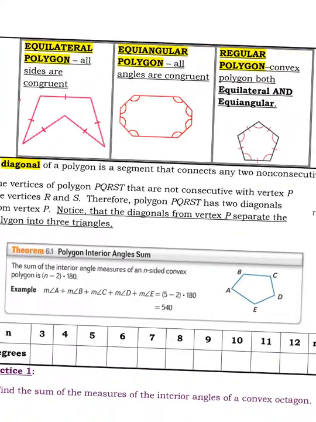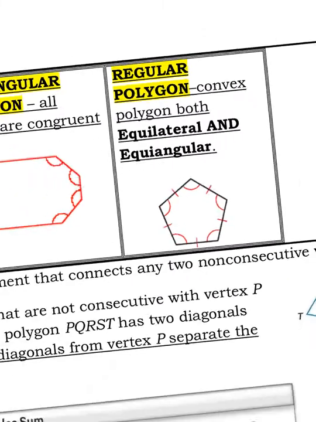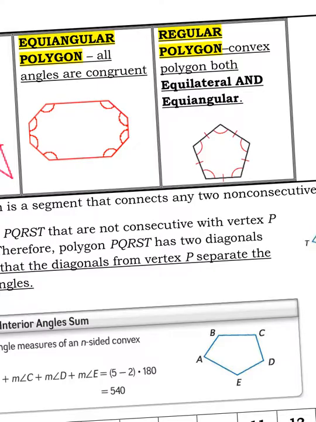Let's see here. More vocabulary. Equilateral polygon, equiangular polygon. Equilateral, obviously, all the sides are the same. All the angles are the same, or equiangular. If it's a regular polygon, that means all the sides and all the angles are congruent. Okay? So if it's irregular, then you know that not all the sides or not all the angles are congruent inside the figure.